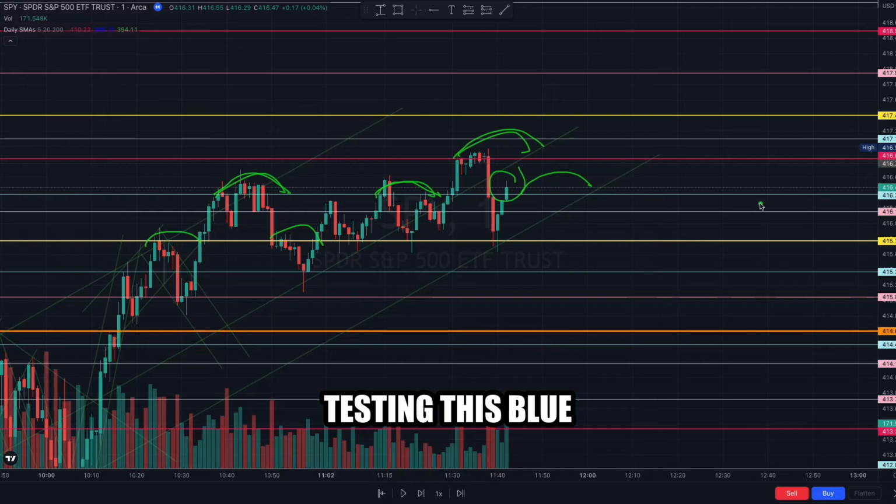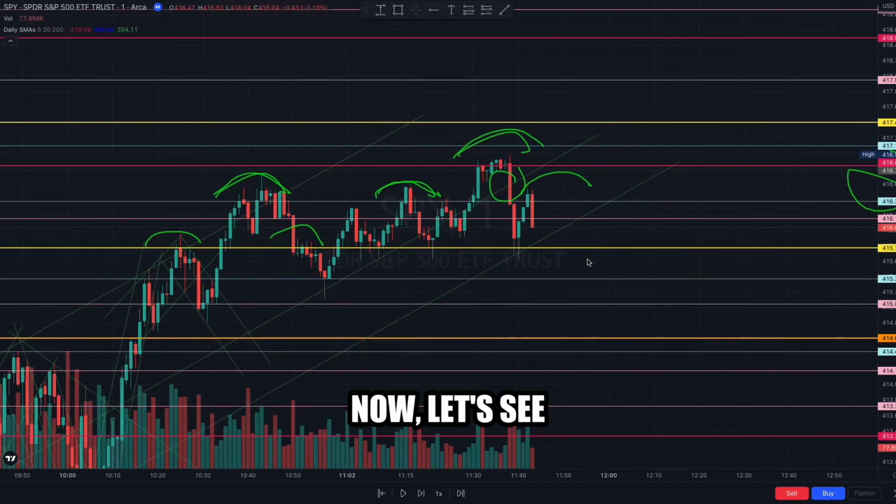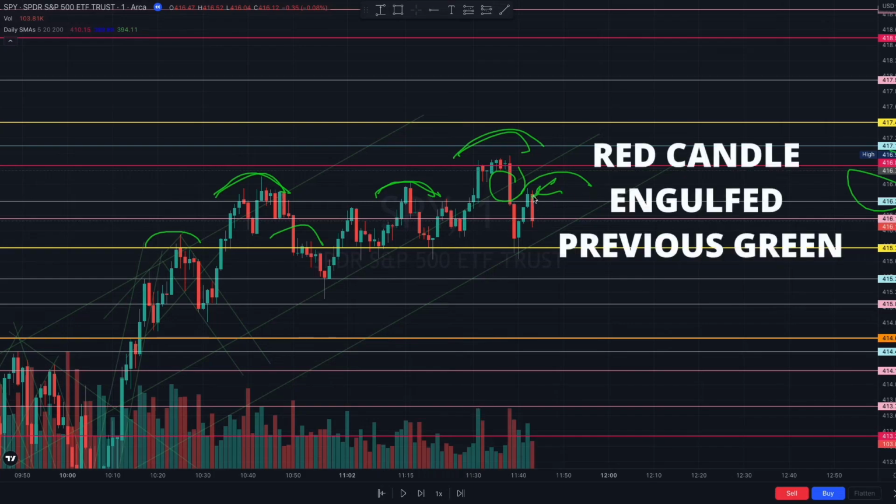Now we're testing this blue level. Now this is where you need to start paying attention to see if the shoulder forms. Now let's see if the shoulder forms. Yes, the shoulder forms right here. You see rejection. When you see this, this is rejection.